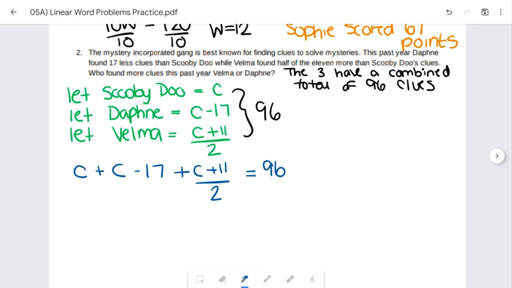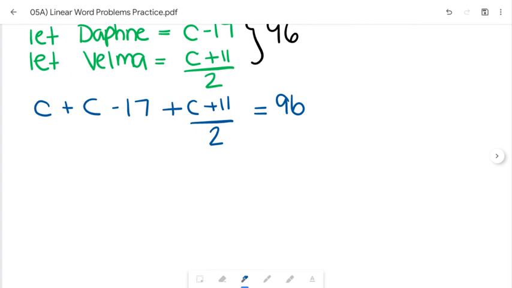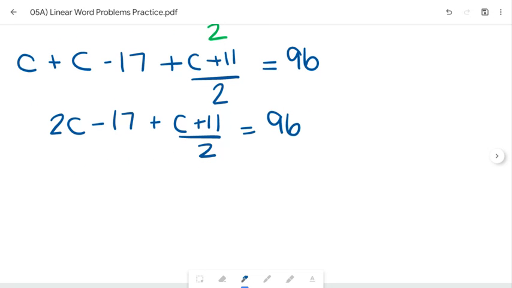And we're going to combine and rewrite a little bit here now. So right now I have 2C minus 17 plus C plus 11 all over 2 equal to 96. Now, we got to be careful when we're rewriting here. So we could do this a couple ways.